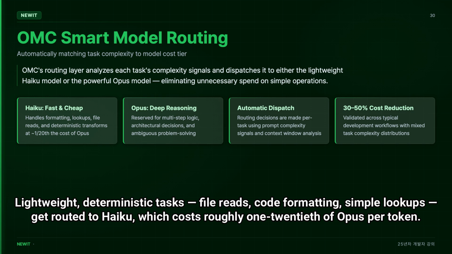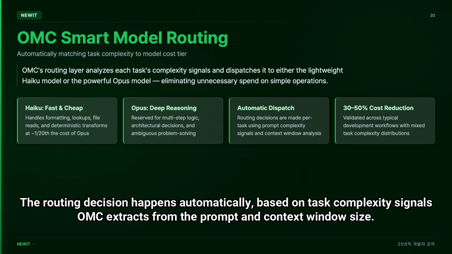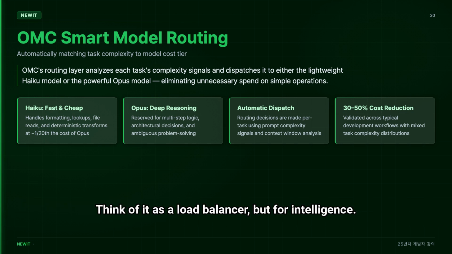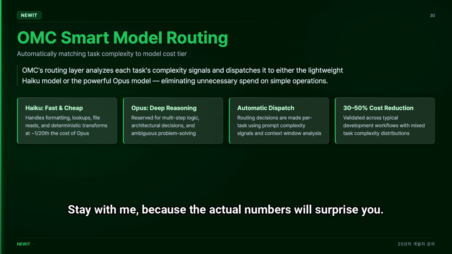Lightweight, deterministic tasks, file reads, code formatting, simple lookups, get routed to Haiku, which costs roughly 1/20th of opus per token. Only tasks requiring multi-step reasoning, architectural decisions, or ambiguous problem-solving get escalated to opus. The routing decision happens automatically based on task complexity signals OMC extracts from the prompt and context window size. Think of it as a load balancer, but for intelligence. And the savings are not marginal. We are talking 30 to 50% reduction in total token spend for a typical development workflow. Stay with me because the actual numbers will surprise you.